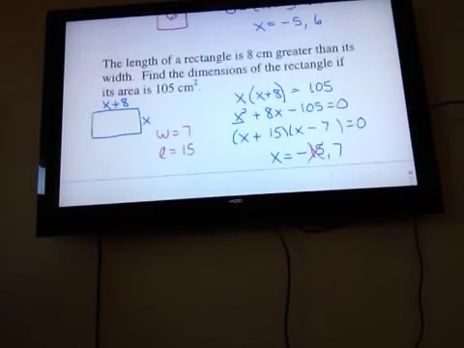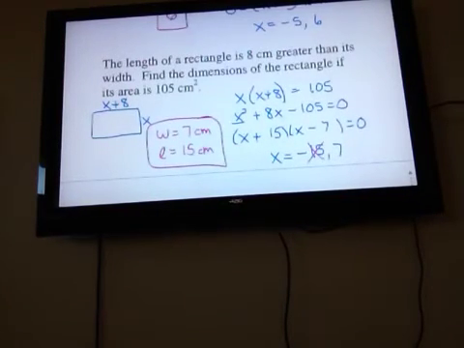I should put a dimension on there. A unit of measure, I mean. I wouldn't take off, but I should at least do it.